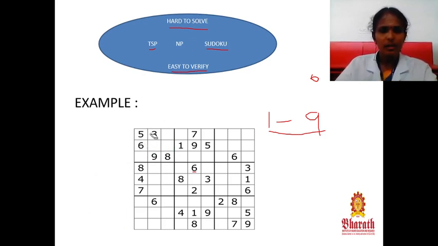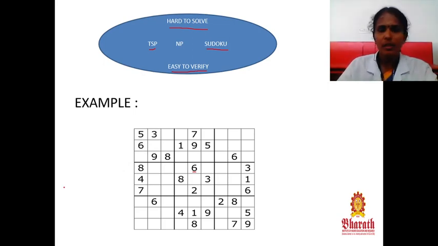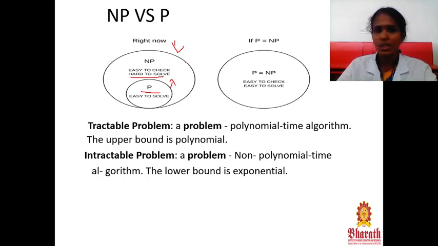Similarly, the traveling salesperson problem is also very hard to solve, but it is easy to verify. As I already told, if it is a small problem, I can say it is a P class problem. When the problem is enlarged, when the conflict and complexity are more, I can say it is an NP hard problem. So this is a schematic representation of P, NP and NP hard problems.